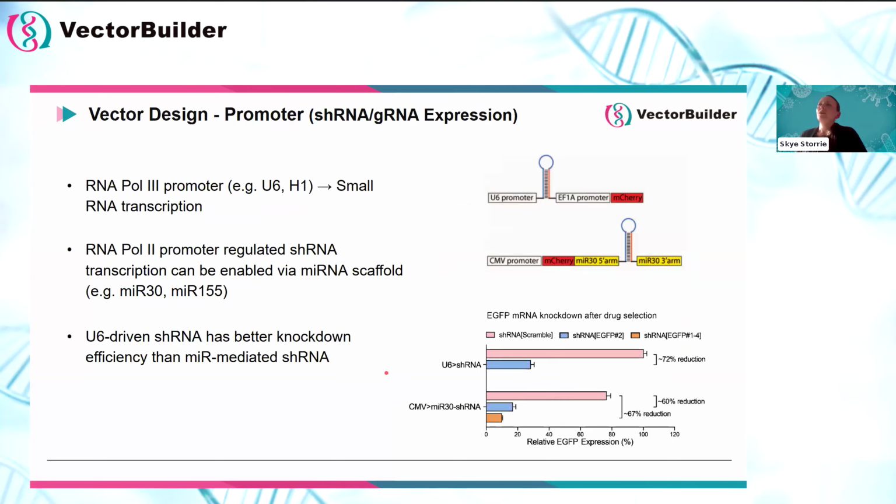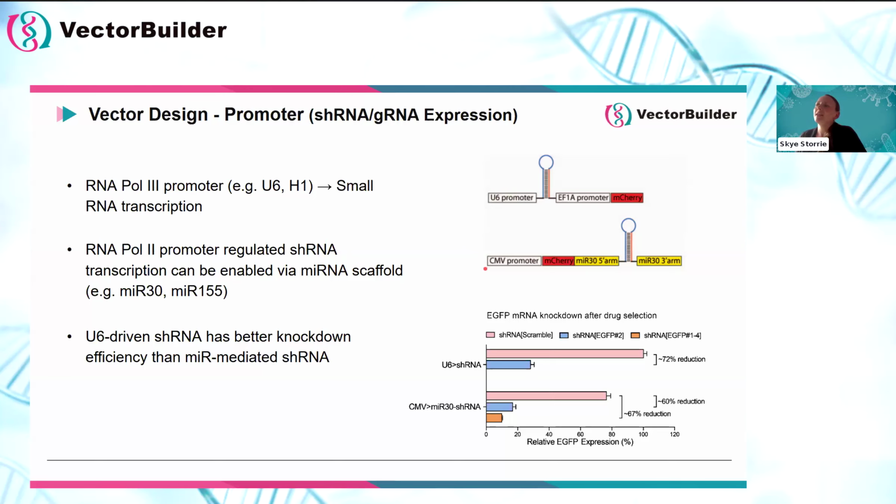So what if you want to express RNA? You might want to express shRNA if you're carrying out knockdown experiments, or gRNA if you're carrying out CRISPR. For this, you want to use an RNA polymerase III promoter, such as U6 or H1, for small RNA transcription. U6 is generally more potent than H1, so again, depending on what you want to achieve, that's important to keep in mind. For shRNA, you can also use a miRNA scaffold, as shown here, such as MIR30.